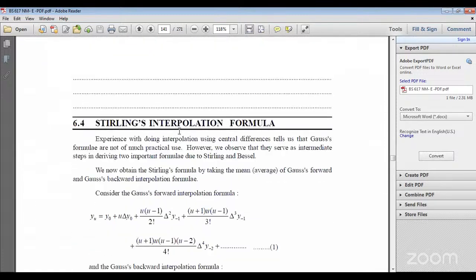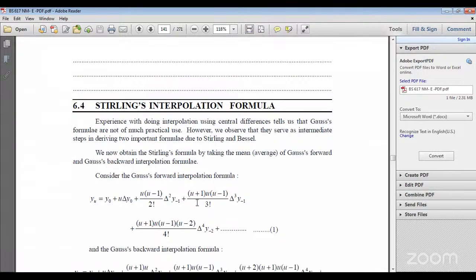So this is the one. What is Stirling interpolation? In the Stirling interpolation formula, from experience with interpolation using central differences, the Gauss formulae are not of much practical use. However, we observe that there are several important formulae due to Stirling and Bessel. We now obtain the Stirling formula by taking Gauss forward and Gauss backward.